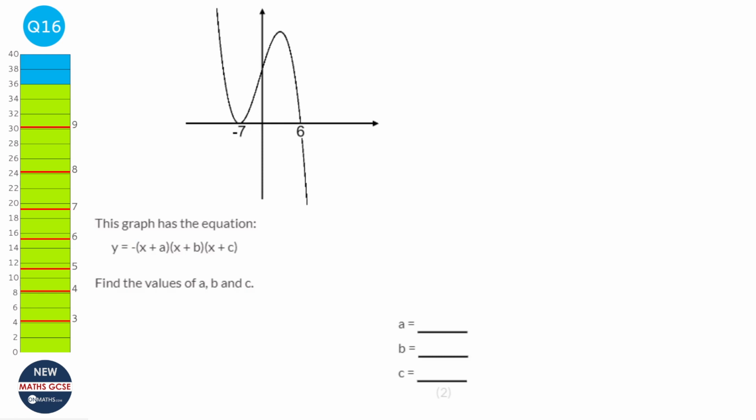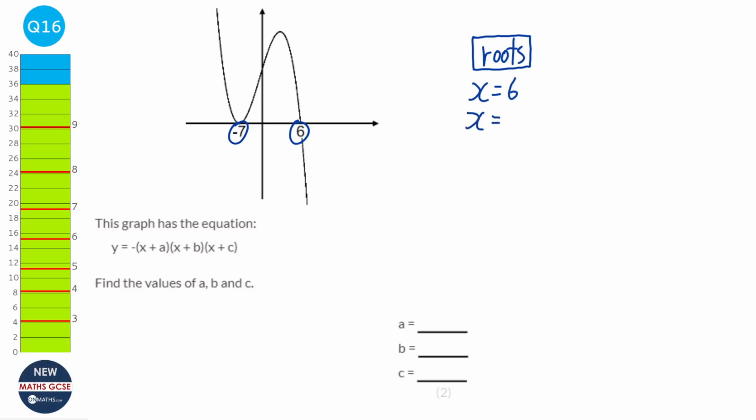Fine. Next thing we want to do is find the roots. So the roots are where the line crosses or touches the x-axis. So here we can see it touches it at 6, so when x equals 6. And here, now this is an interesting one, it actually touches it twice.